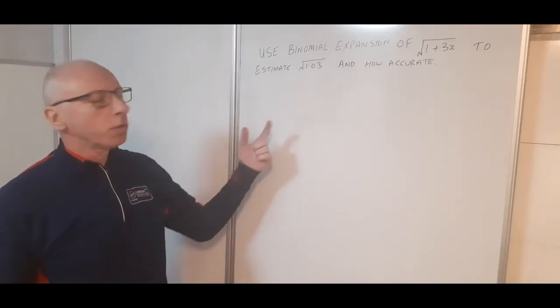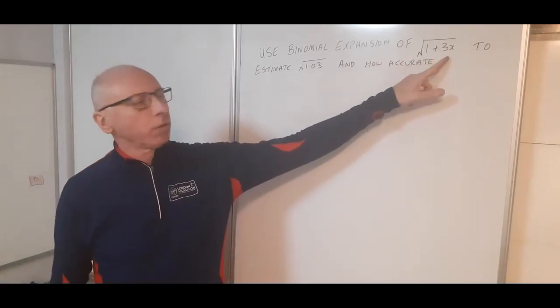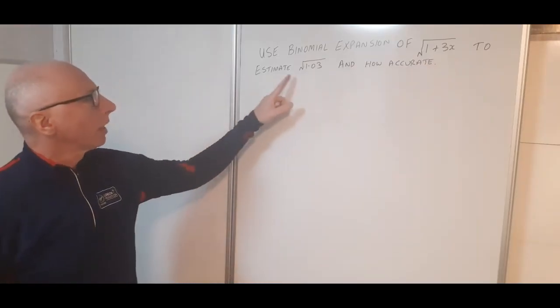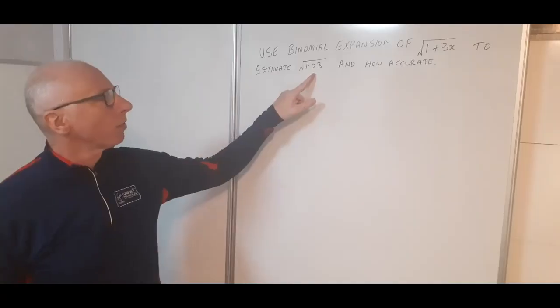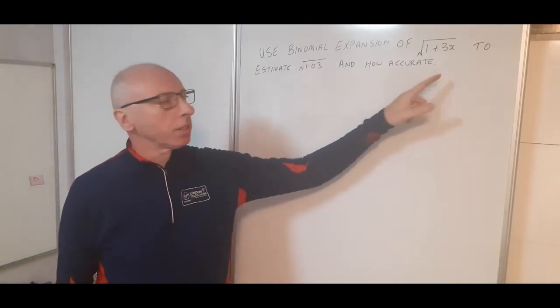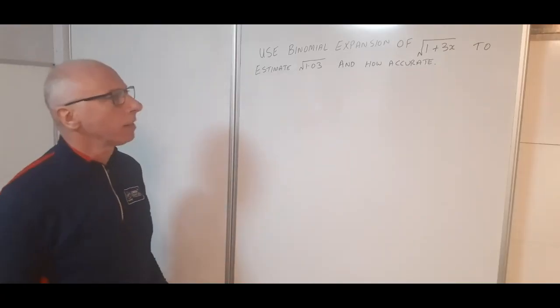So in this video, I'm going to use the binomial expansion of the square root of 1 plus 3x to estimate the square root of 1.03. I'm going to find out how accurate our estimation actually is.